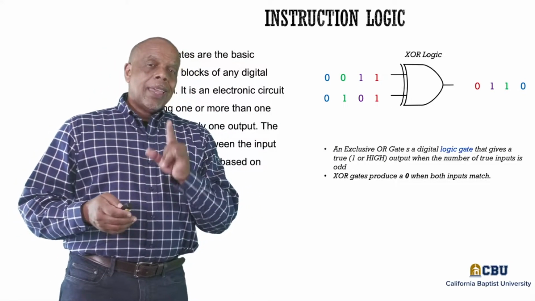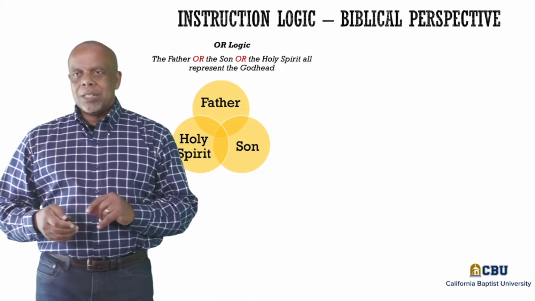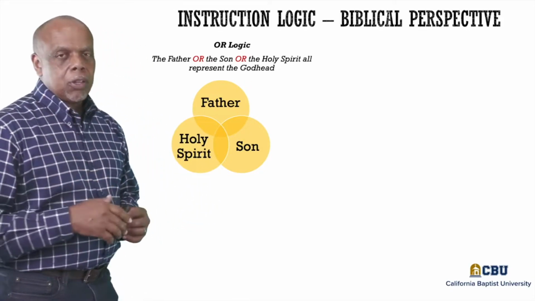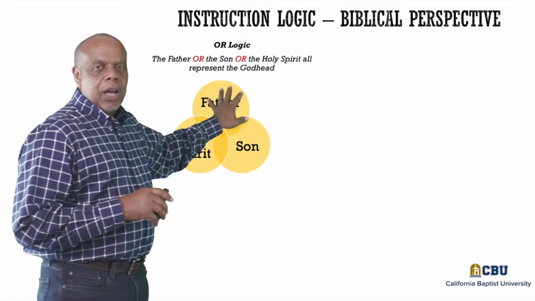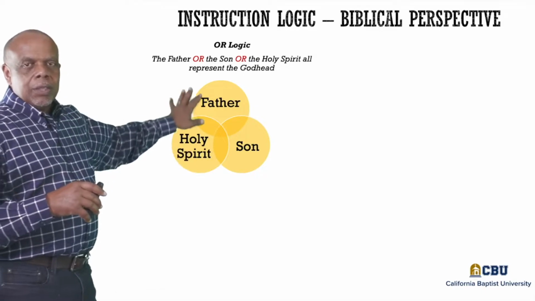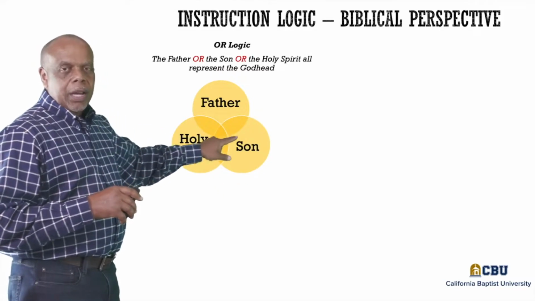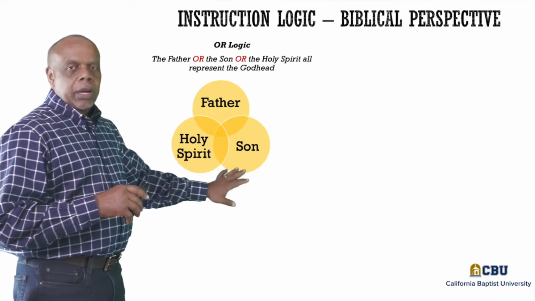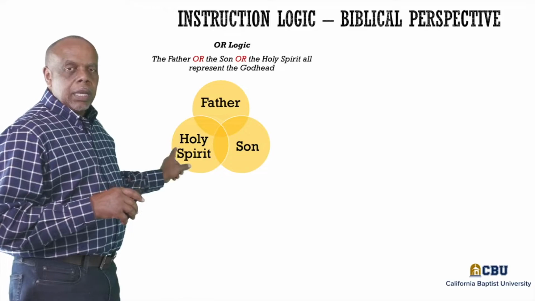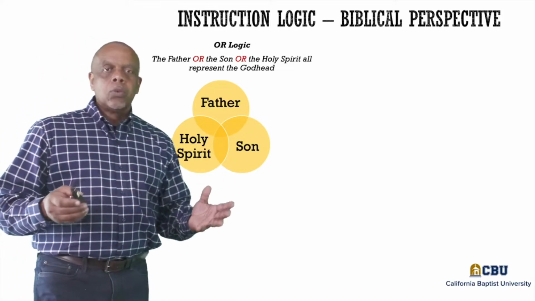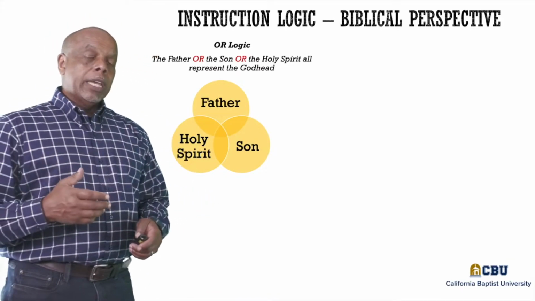Now, another way that I like to look at gates and logic is from a biblical perspective. You can say, what? Yes, from a biblical perspective. Let's think about the logic of OR. I like using this: the Father, the Son, and the Holy Spirit. The Father, or the Son, or the Holy Spirit. They all make up and represent the Godhead. Whether you're talking about Jesus, God himself, or the Holy Spirit, they're three in one. So either one is a direct representative of the Godhead. Now you may say, okay, what about AND?